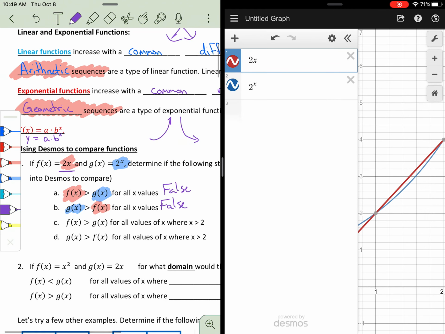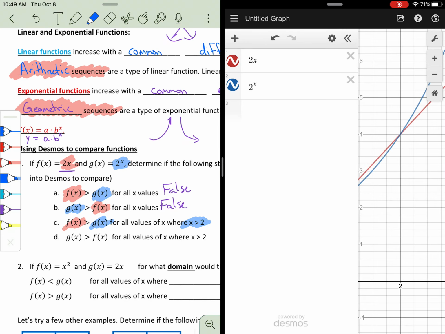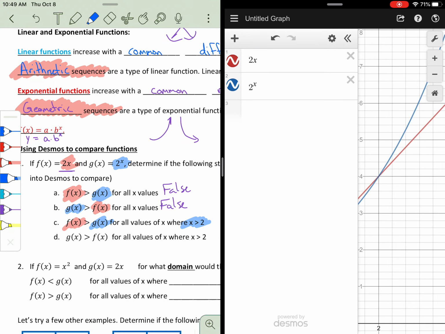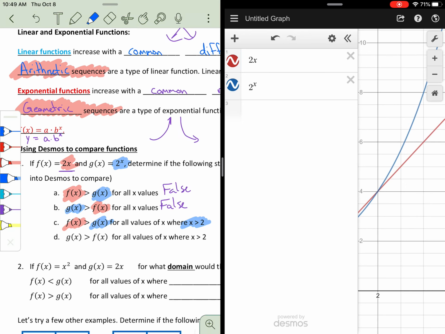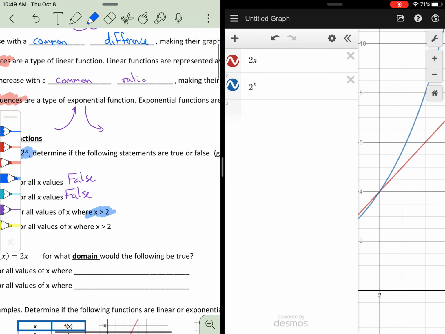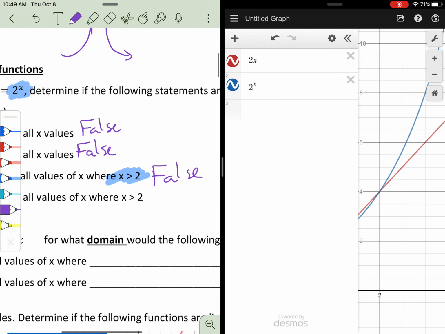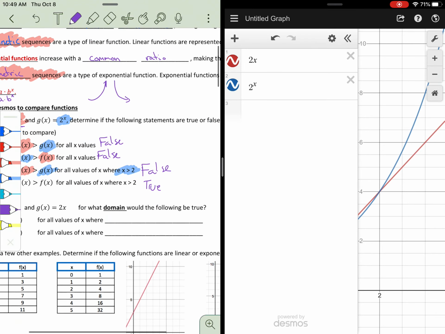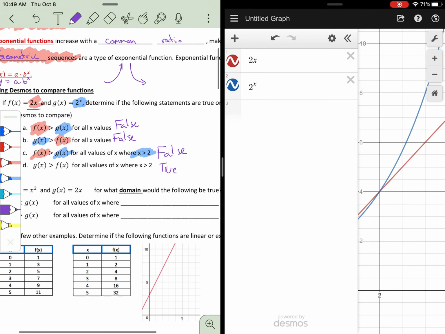How about the red bigger than blue? Is the linear function bigger than the exponential function when x is bigger than 2? If I go to where 2 is, that's right here. Is red bigger than blue there? Well, no, actually it's the opposite, right? So that makes this one false. And then the opposite of that says blue is bigger than red past 2. That's true, because blue is taller.